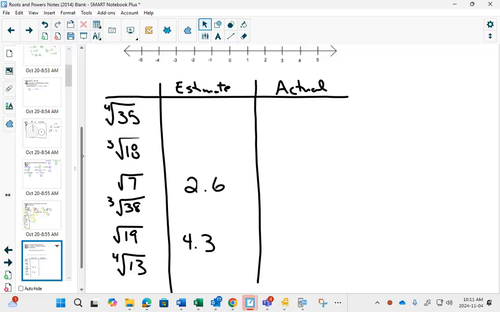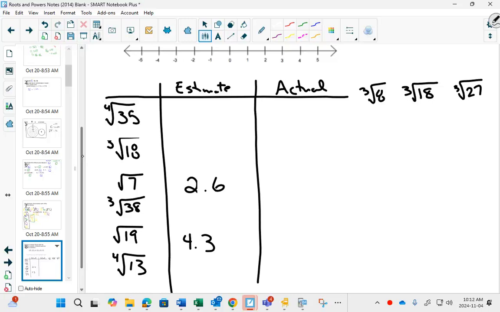Let's do the cube roots next. The cube root of 18. And now you have to think of perfect cubes, because there are some cube roots that you know. Perfect cubes are when you multiply the same number by itself. Like 1 times 1 times 1 is a perfect cube. What is 2 times 2 times 2? 8. So you know that the cube root of 8 is 2. And if I do 3 times 3 times 3, I get 27. So you know that the cube root of 27 is 3.